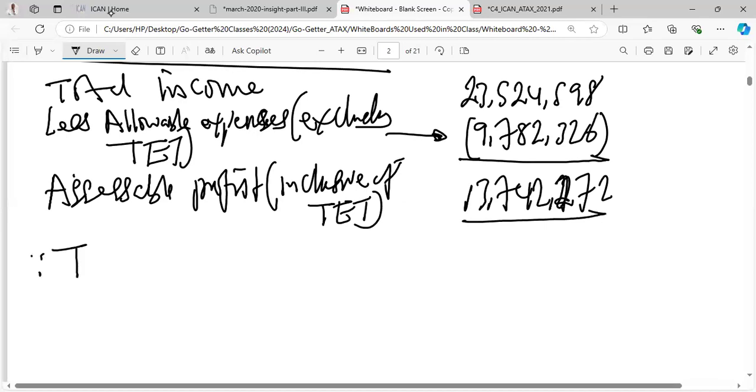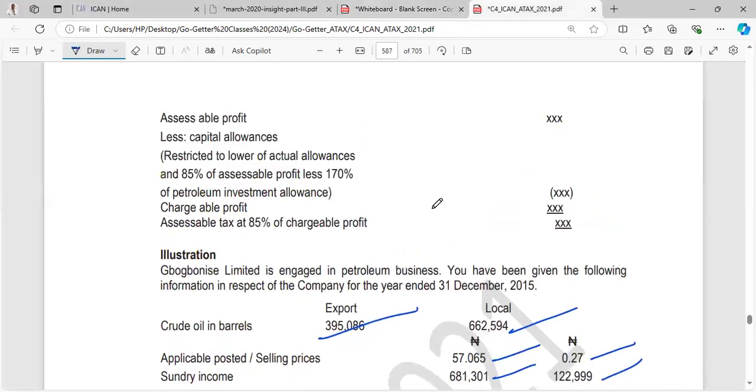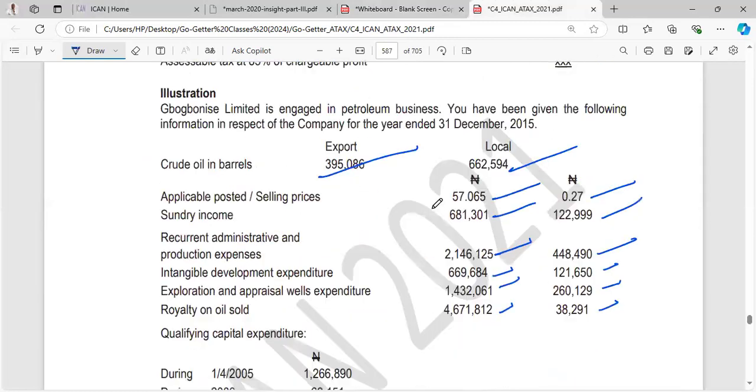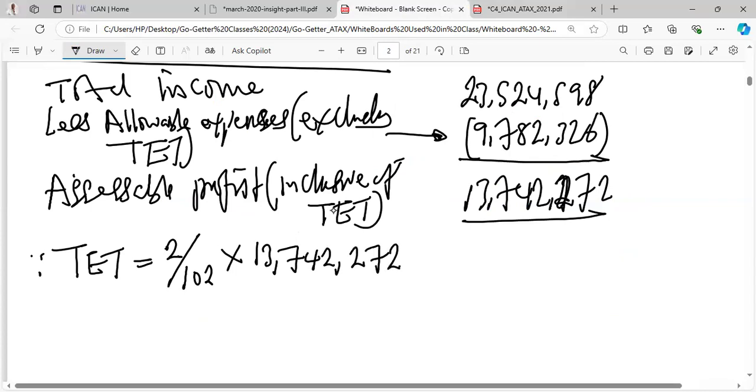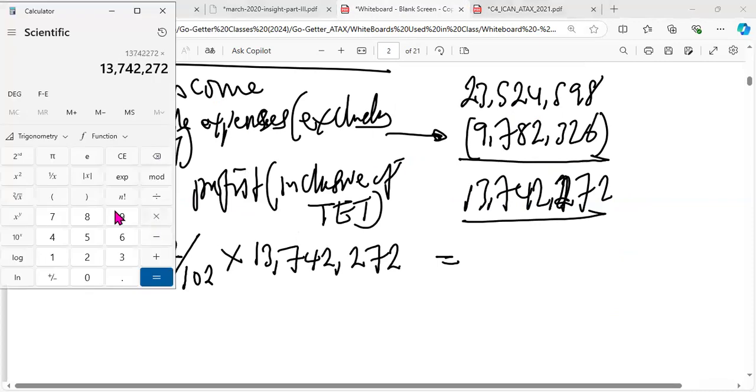Therefore, TET is equal to, I think it's 2%. As at when? What year of assessment are we doing? For the Finance Act 2019, TET, yes, this is 2015. So tertiary education tax is 2%. So it's going to be 2 over 102 multiplied by what we just got now, 13,742,272. So just look for multiplied by 2 divided by 102.